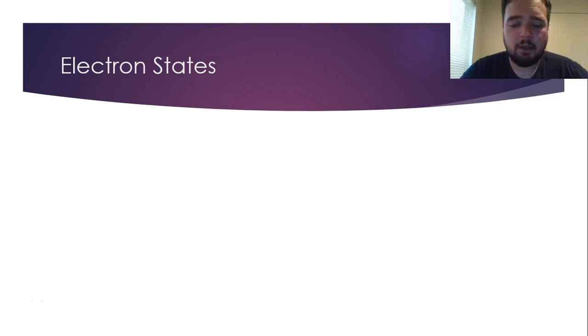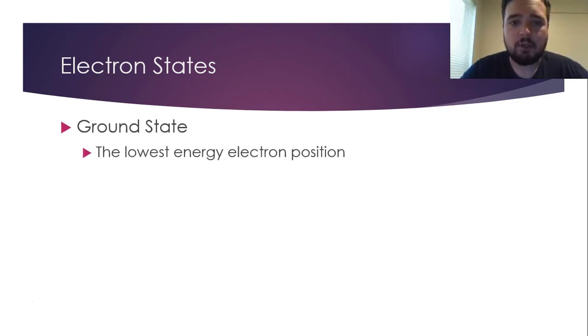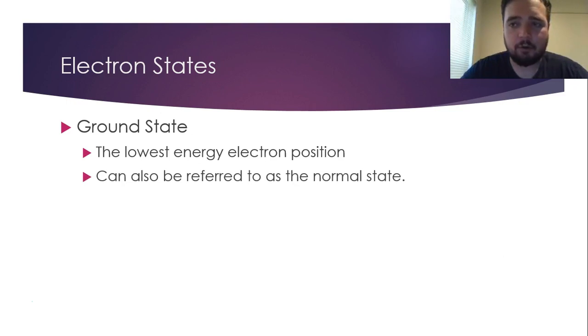So there's two primary electron states. There's the ground state. The ground state is the lowest energy electron position. It's the lazy electron position. It's the normal position of electrons. It's also referred to as the normal state of electrons.